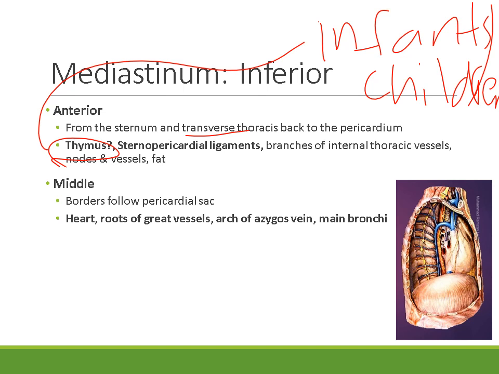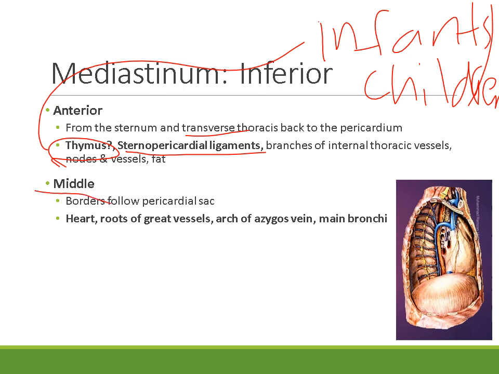The anterior region of the inferior mediastinum has the sternopericardial ligaments. These are ligaments that stretch from the pericardium forward to the sternum to help anchor the heart. There are branches of the internal thoracic vessels. Remember, the internal thoracic artery and the internal thoracic vein go down medially, on either side of the sternum. There are also some lymph nodes, some other small branches of vessels, and some fat. This is a relatively small area though, because the heart does sit pretty close to the sternum. There's not much space between the pericardium and the sternum.